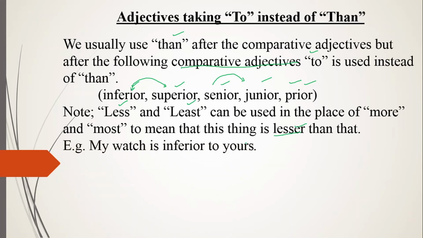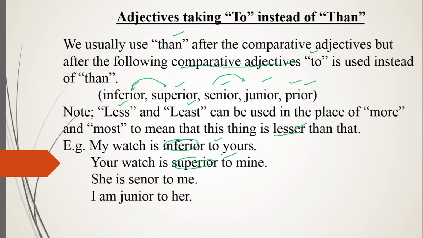Now we will go towards the examples. We will say "my watch is inferior to yours", which means it is not better than the other. Instead of that, we will not say "my watch is inferior than yours". Clear? So you will be saying "to yours". And "your watch is superior to mine". Over there we are talking about the watch: it is superior to mine, not "than mine". So here inferior and superior are followed by "to" instead of "than".